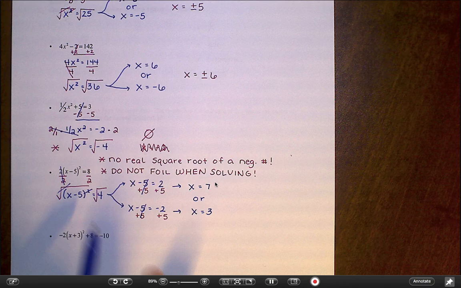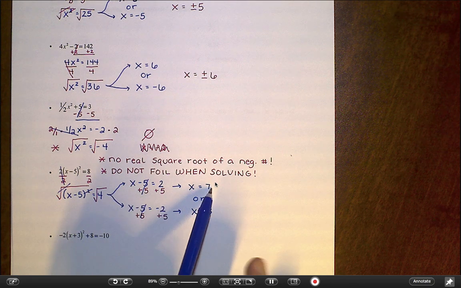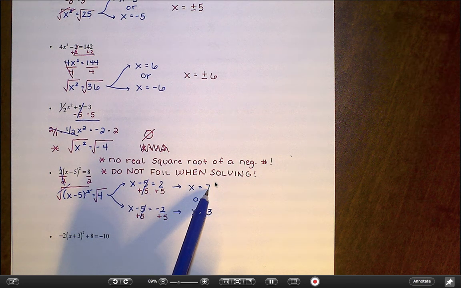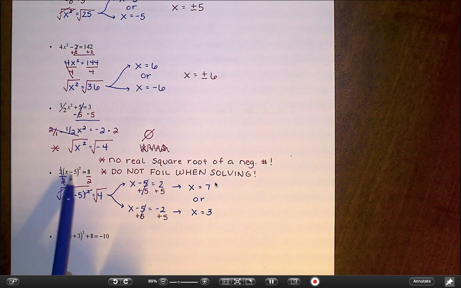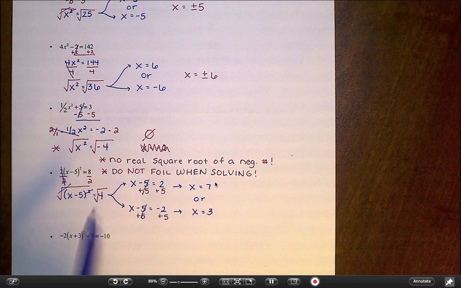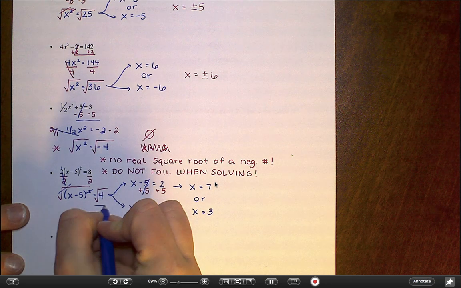Okay. Sometimes I'll see people go all the way to this step, they get all the way to the x equals 7, and then they go, oh, wait a minute, I was supposed to have two answers, and they try to just turn that into a plus or minus. That's not going to work for you when you have these parentheses in here, because you're going to get two different answers. So you have to do the split right here where you take the square root.